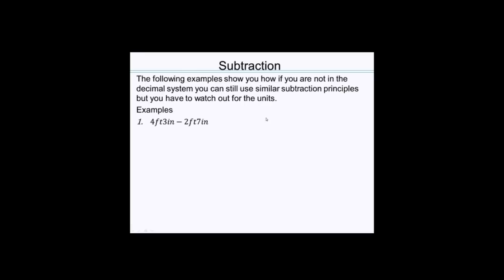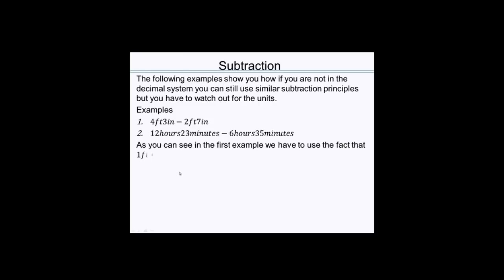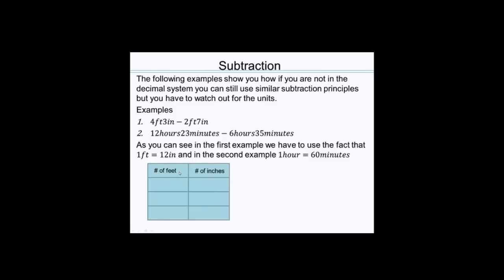4 feet 3 inches minus 2 feet 7 inches, or 12 hours 23 minutes minus 6 hours 35 minutes. You can see that in the first example we have to use 1 foot is 12 inches, and in the second one we have to use 1 hour is 60 minutes.